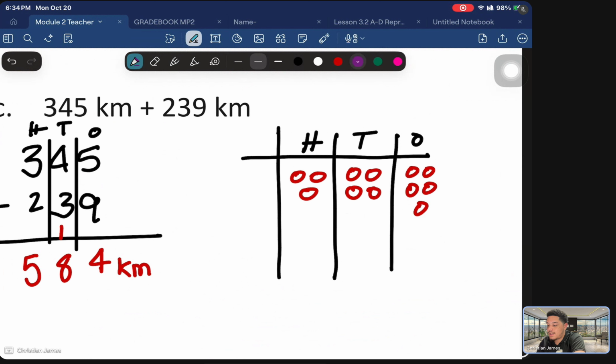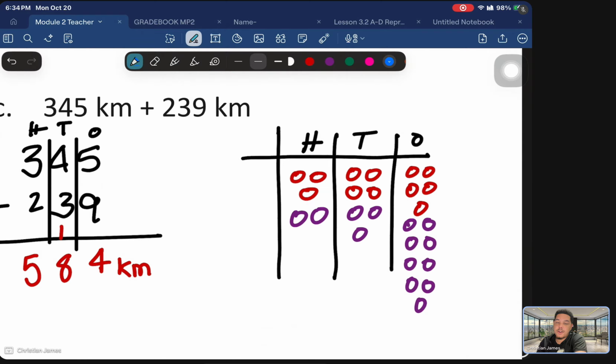Okay. The second number I have is 239. That's 9 ones. 1, 2, 3, 4, 5, 6, 7, 8, 9. And then that is 3 tens. 1, 2, 3. And this is going to be 2 hundreds. 1, 2.